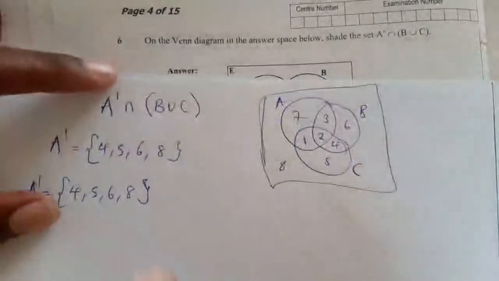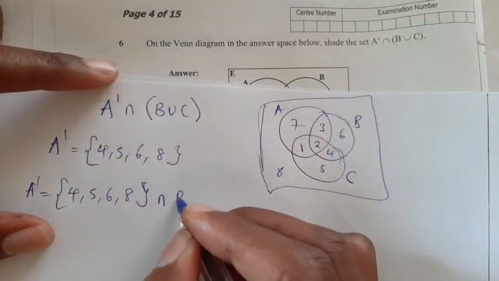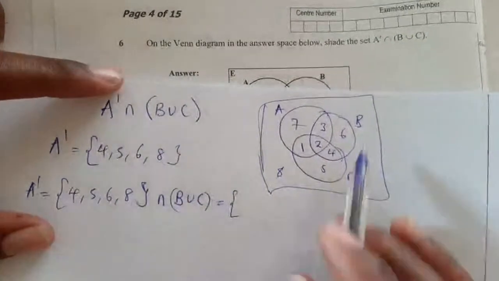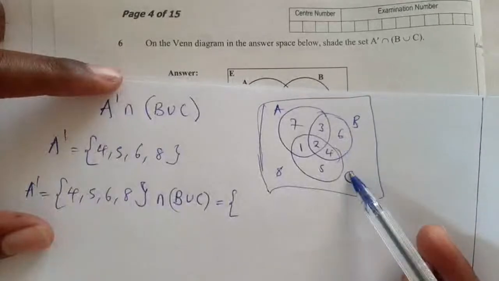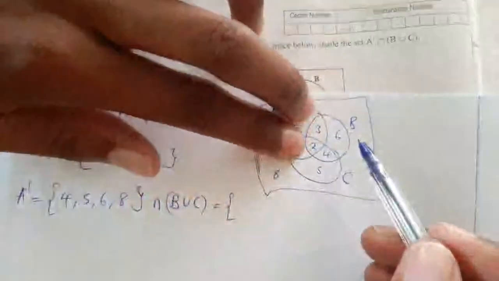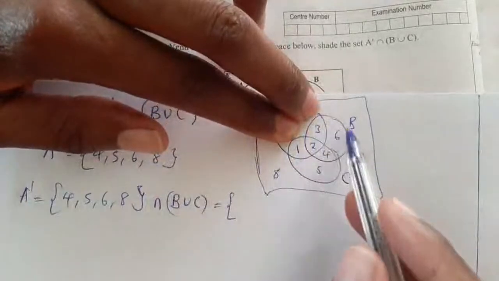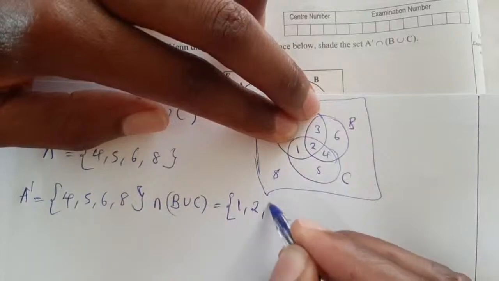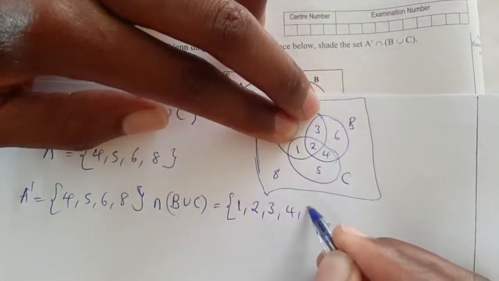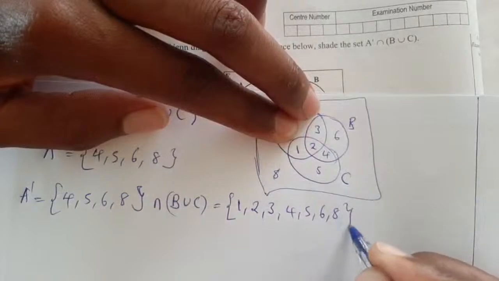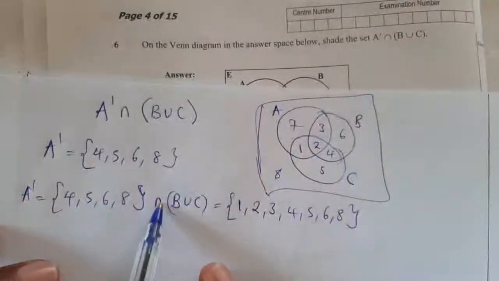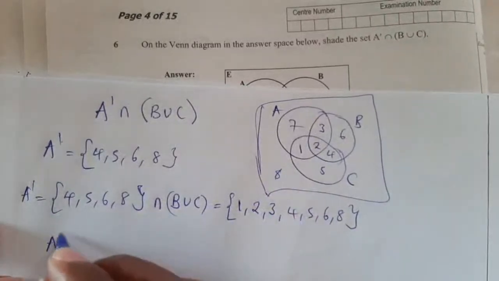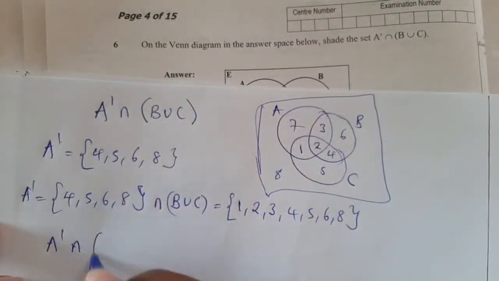From here, intersection with B union C. Union means combining the elements, so let us put together the elements of B and C. Putting them together, we'll have 1, 2, 3, 4, 5, 6, and 8. Now, what is the intersection here? What is common in this set and this set? That becomes our final answer, so we even know where we're going to shade now.